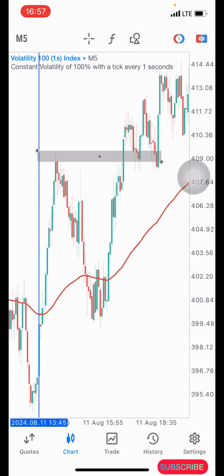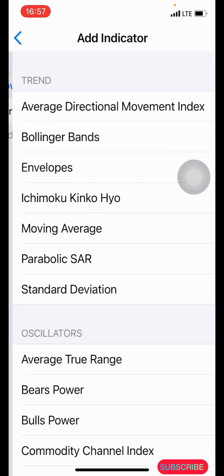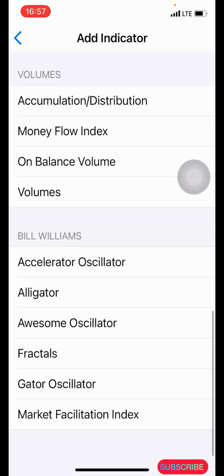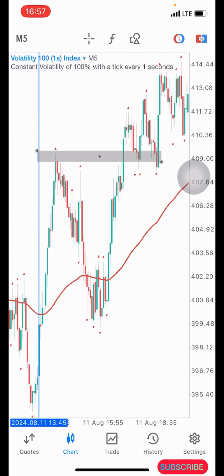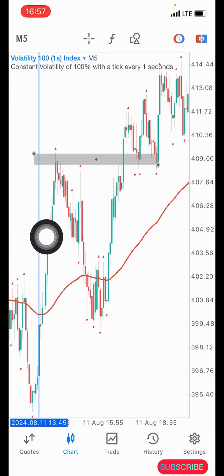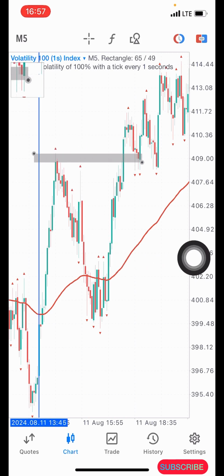I think I should add one more indicator to make this very easier for us. Let me add the fractal so that it will make it easier. All right, now you can see the fractal has been added. So now you are going to be marking the highest of the tips. This is the first structure it made. This is the highest of them all. The other ones are still below this one. So this is how you are doing it.